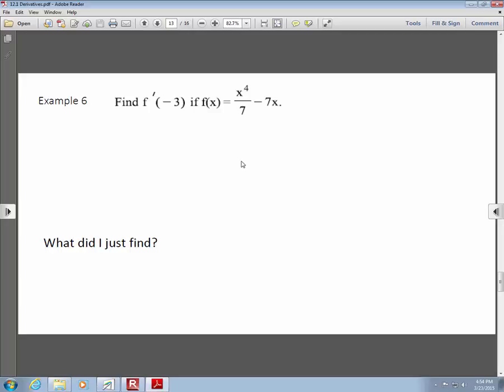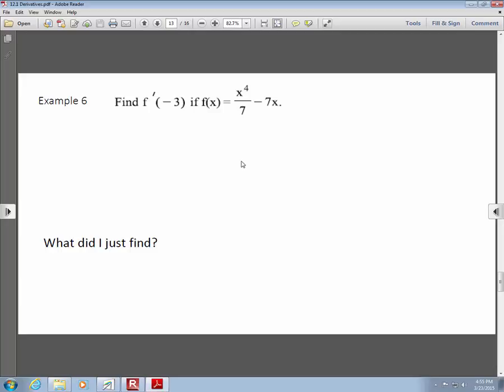Find the derivative at negative 3 if f of x is equal to x to the 4 over 7 minus 7x. So, first thing I need to do is find the derivative of my function. The first thing I do before I take the derivative, when they give fractions like this, is I move that fraction to the side. So that's the same thing as 1 over 7 x to the 4 minus 7x. And now I can take the derivative.